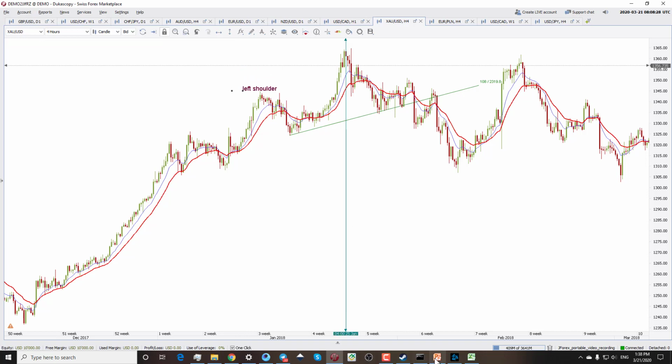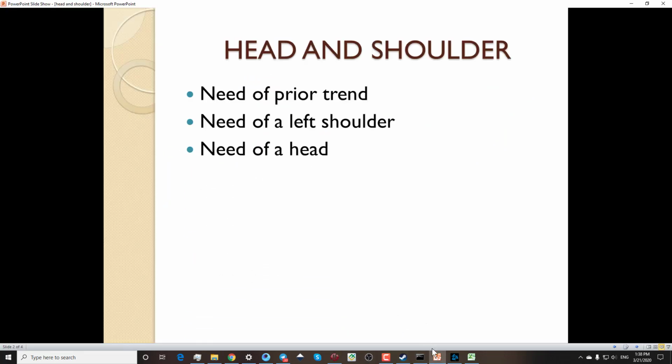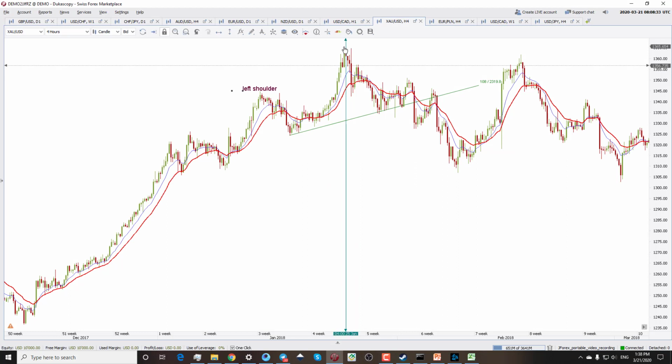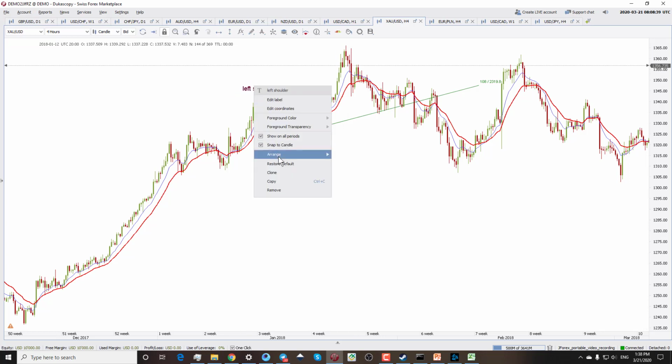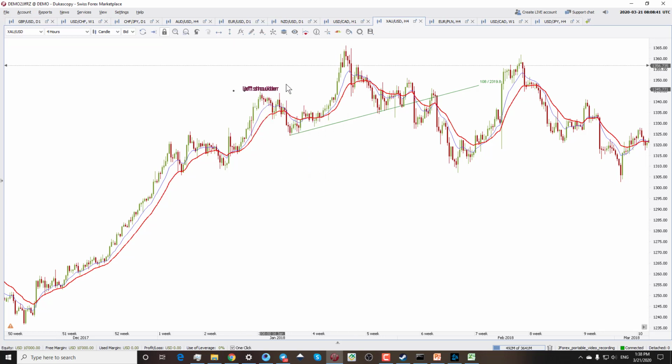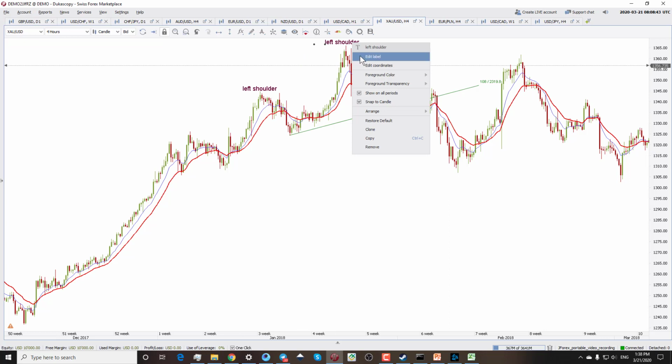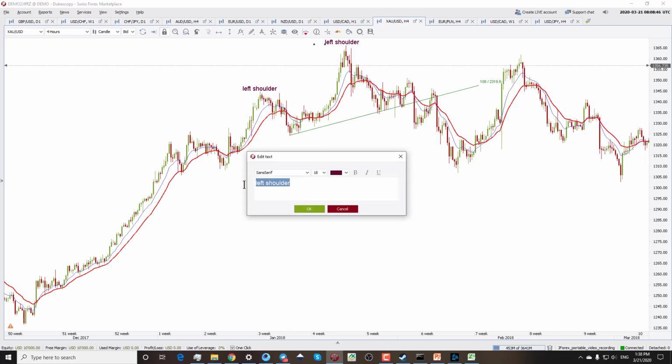Now after that we need a head. Of course, this is the most prominent part. I will delete this one. This is the most prominent part, so this is the head. So we will mark this point as the head.